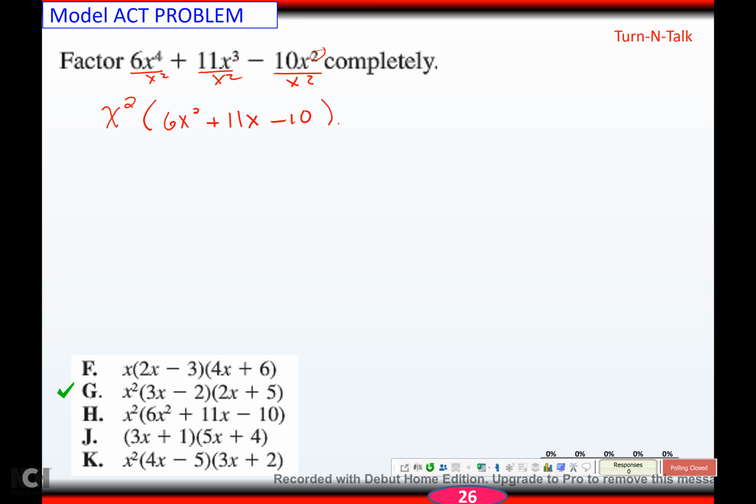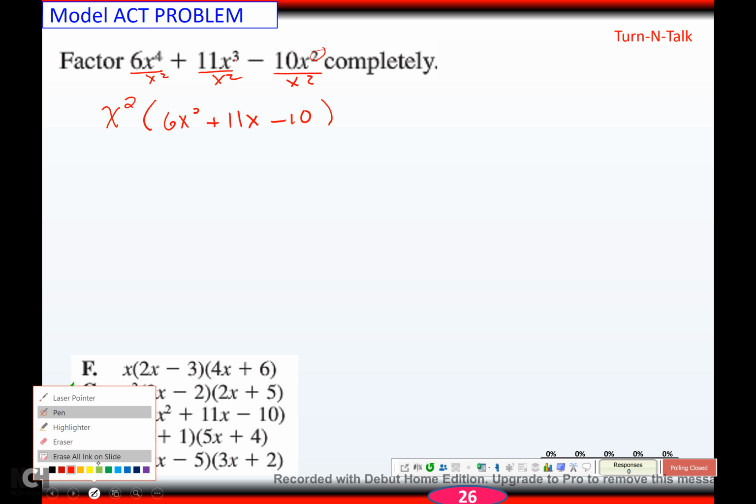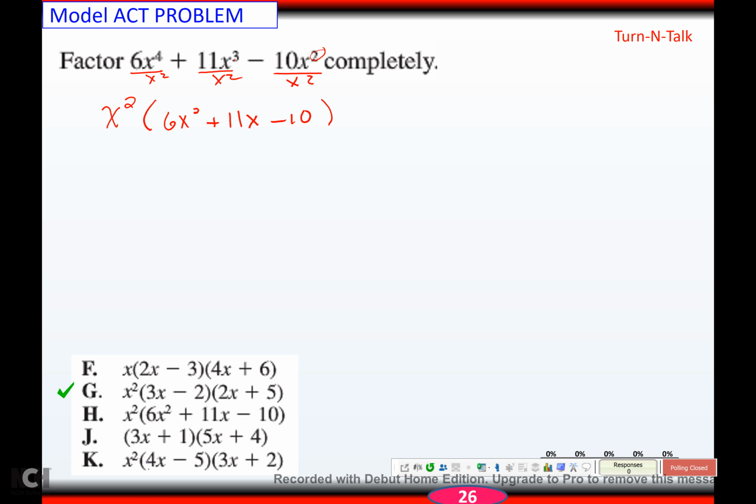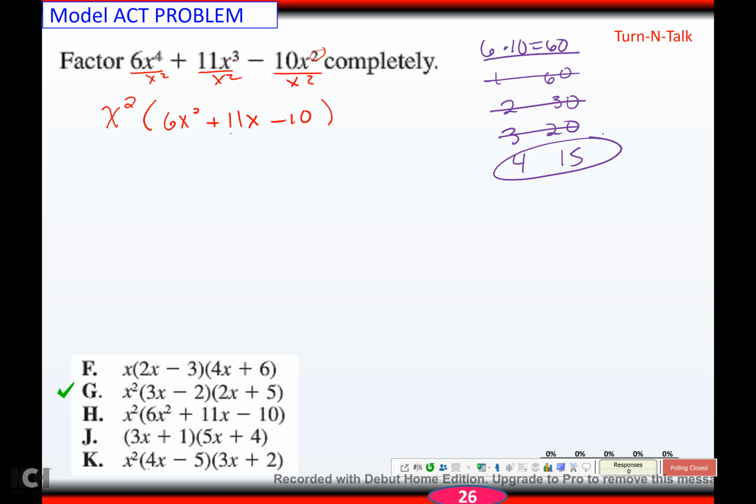And now I can factor that as a quadratic. So I've got to do a times c, so 6 times 10 is 60, factors of 60 that make 11. 1 and 60 will not. 2 and 30 will not. 3 and 20 will not. 4 goes in there 15 times. That pair will make 11. So I'm going to rewrite B as 4x and 15x.